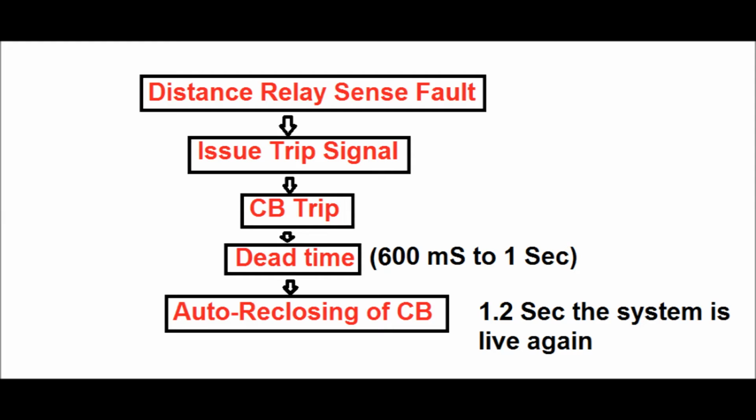Now, if a transient fault occurs, the distance relay senses this fault and issues a trip signal instantly, and the CB will trip during this fault condition. After some dead time of 600 milliseconds to 1 second, depending upon the voltage level of the system, auto reclosing of the CB is done from the distance relay. So the entire process of restoring the system to normal is done within 1 to 1.2 seconds, and that is why the auto reclose feature of the CB is used to normalize the system very quickly.